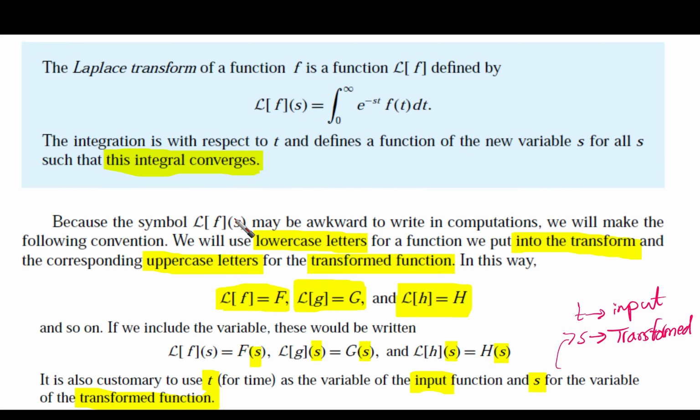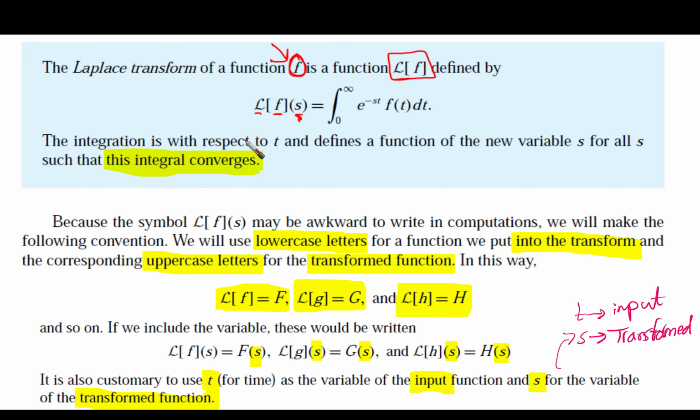Okay, now let's go to the definition itself. The Laplace transform of a function f, small f as you can see, take care of it being lowercase, is a function. This is what we call the Laplace transform. It is like L of f. Between the parentheses there is a lowercase f, defined by the Laplace transform of the function for a variable s.